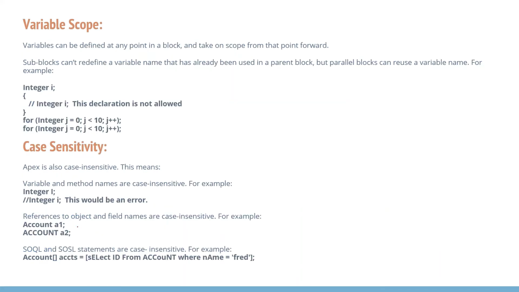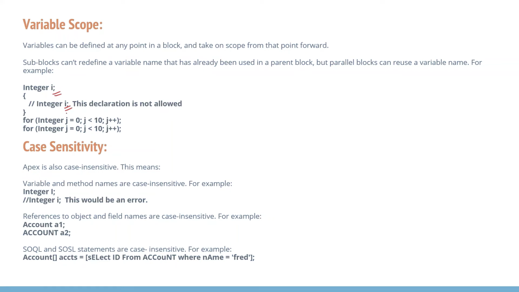Variable scope. Variables can be defined at any point in a block and take on scope from that point forward. Subblocks can't redefine a variable name that has already been used in a parent block, but parallel blocks can reuse a variable name. In this example, we are creating integer i as a variable, and in the method also we are creating integer i. This is not allowed because this particular variable has already been created and the name is the same.